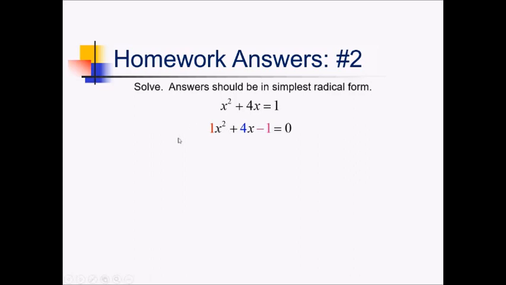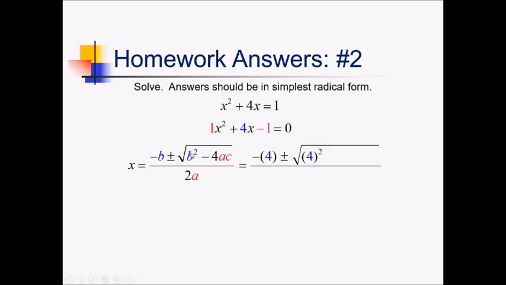Let me write that out. So here's our quadratic formula. Negative b plus or minus square root of b squared minus 4ac all over 2a. And let me plug in my values. So I've got negative b value of 4, so negative 4, plus or minus the square root of 4 squared minus 4 times the a value 1 times the c value negative 1, all of that divided by 2 times that a value of 1.